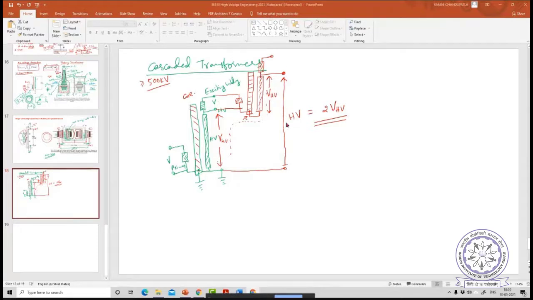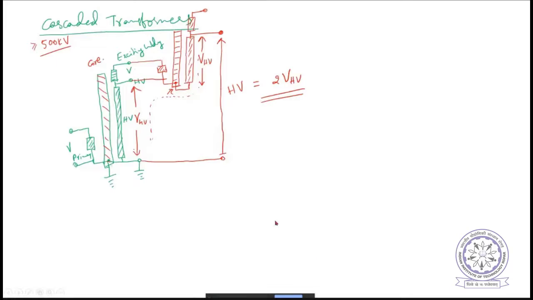Okay, this is the output voltage. This is V plus V, 2V, and then there is a cascading winding like this. So let us draw a three-stage transformer here. Three cascaded transformers. So this is how normally the diagram is drawn.